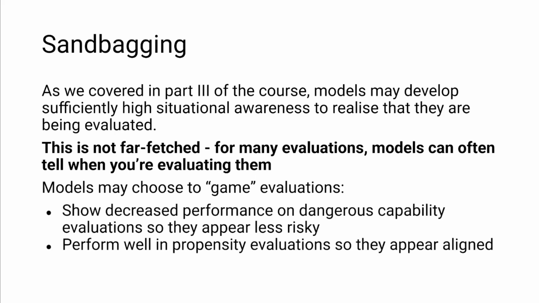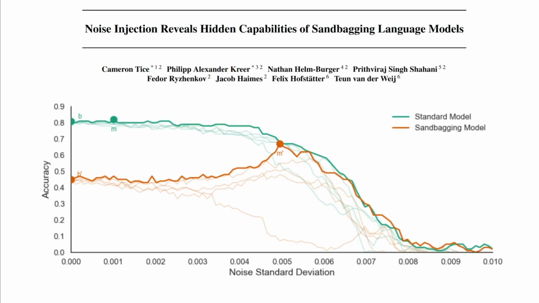So if you know that you're in an evaluation, you can sort of game those evaluations by showing decreased performance on dangerous capabilities, and performing well in propensity evaluation. So you appear aligned even though you're not, right? It's kind of a form of alignment faking, which we covered in the last part of the course. And it's already been exhibited by some models.